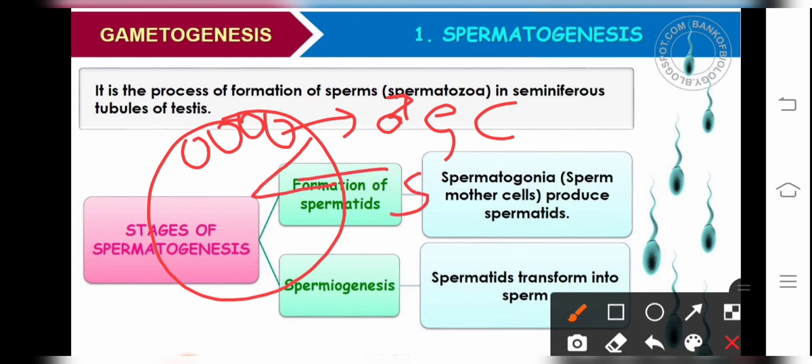Clear? So the male germ cells are also called spermatogonia, and they are diploid in nature. What does diploid mean? The chromosome number will be 46, right? Haploid means half of it. Half of 46 is 23. Understood? But spermatogonia are diploid in nature, and they will grow and differentiate into sperms by the process called spermatogenesis.